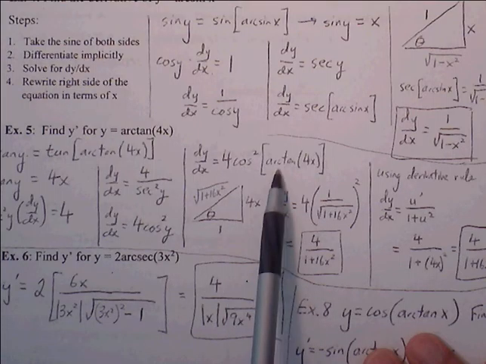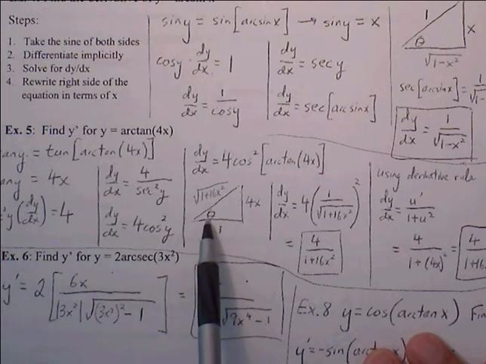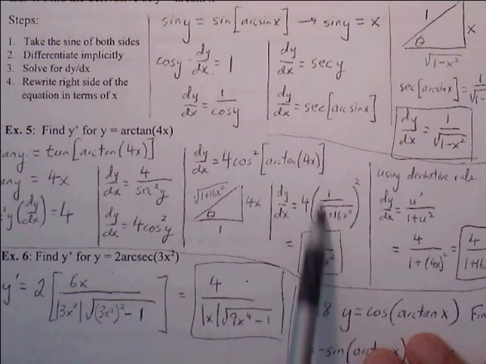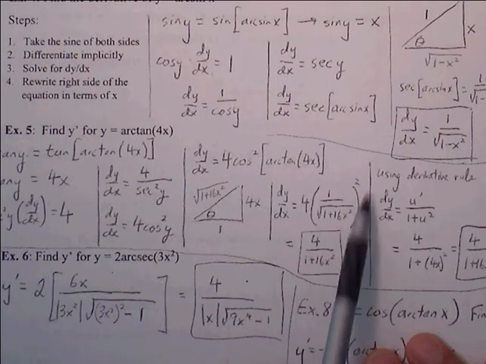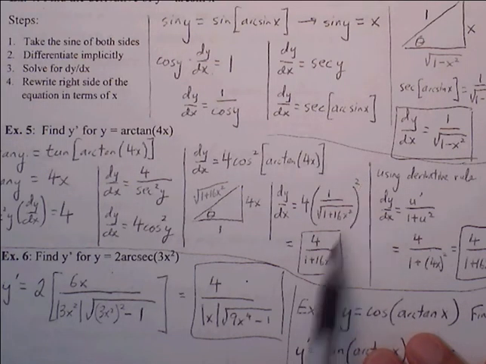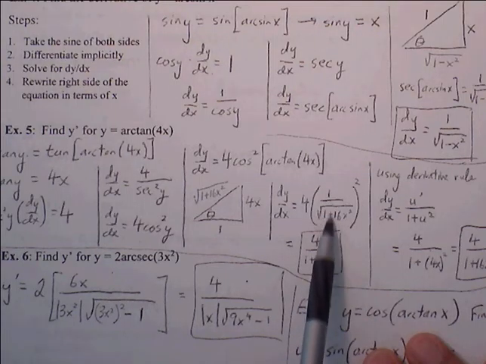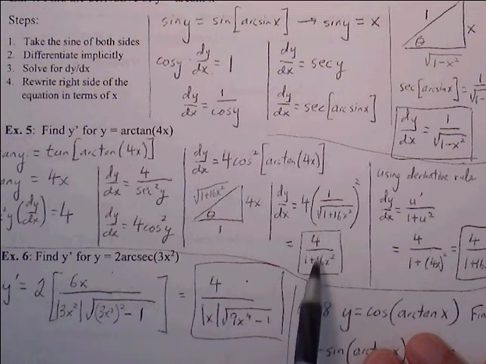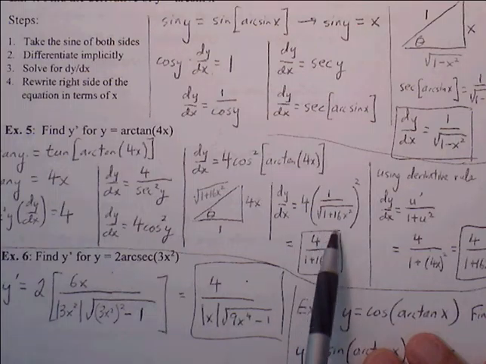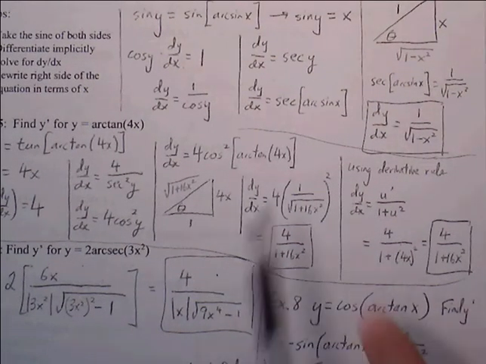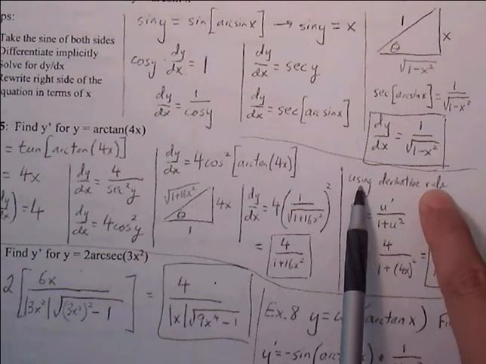cosine of theta, right? Cosine of theta is going to be 1 over square root of 1 plus 16x squared. However, the cosine is being squared, so we have to represent the ratio as parentheses squared. Now once we have that as parentheses squared, then we can square everything inside the parentheses, and we get 4 times 1 over 1 plus 16x squared, and then we can write it as one fraction, 4 over 1 plus 16x squared.